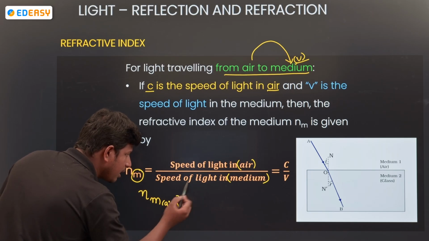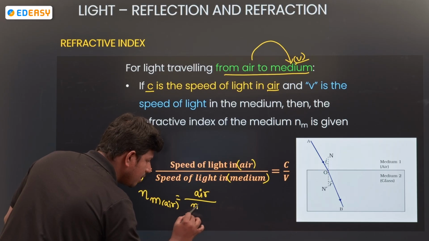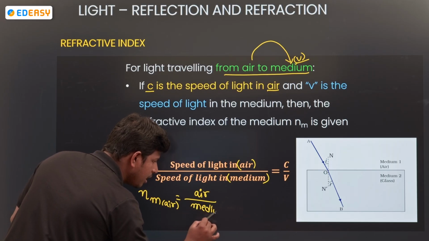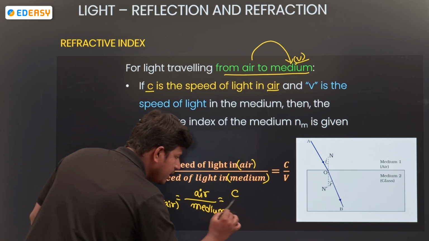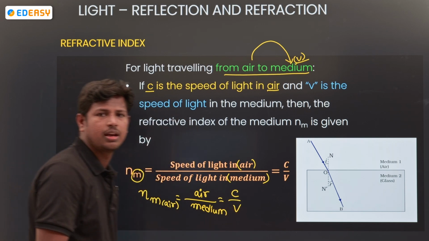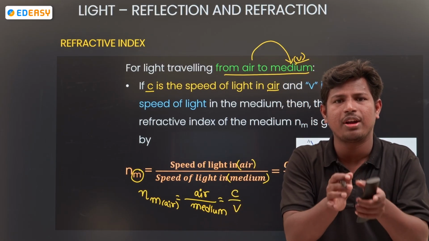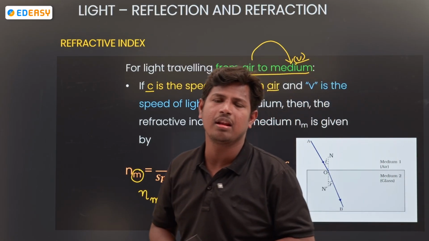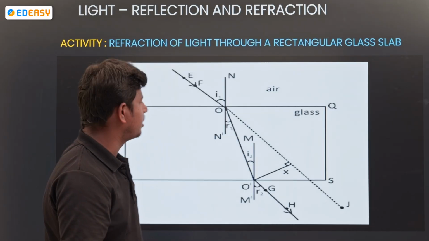Air. Okay, speed of light in air by speed of light in medium. Speed of light in air we take as c, and in the medium we take it as v only. Clear? The refractive index of a medium, if you want to find it, is the speed of light in air by the speed of light in the medium.